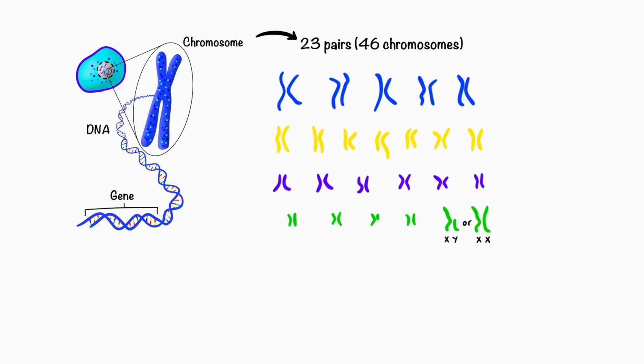There are 23 pairs of chromosomes in every human body cell. Of these, 22 pairs are matched pairs called autosomes that control various characteristics. The 23rd pair is special. They're the sex chromosomes labeled X or Y. These two chromosomes decide your sex, whether you develop as male or female.